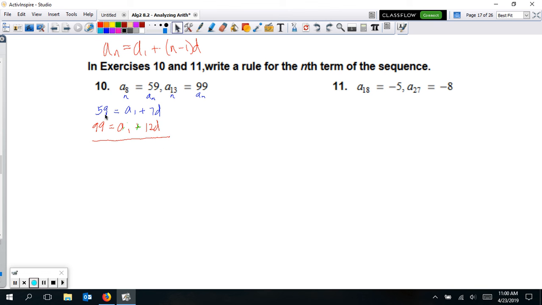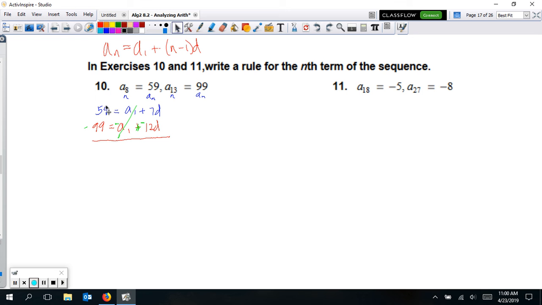It's called the elimination method. First, I would need to subtract everything down here. So change all these signs to their opposites. That way I can cancel out these a of 1s, and then I could solve for d and find out what d is. That would tell me my common difference. So I change all the signs first and cancel out the a of 1s.